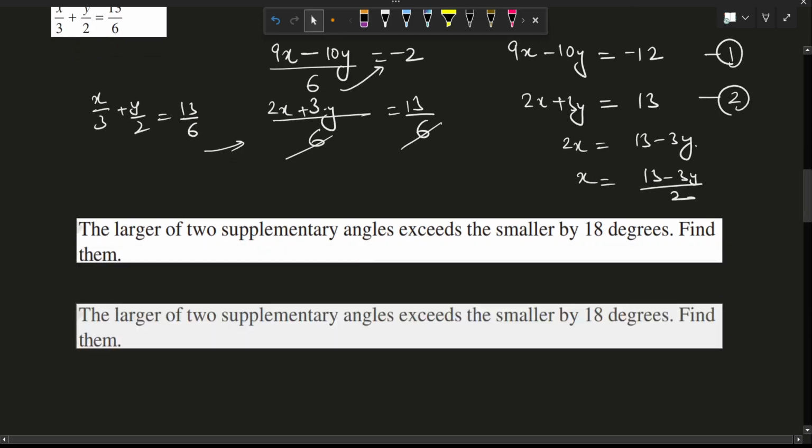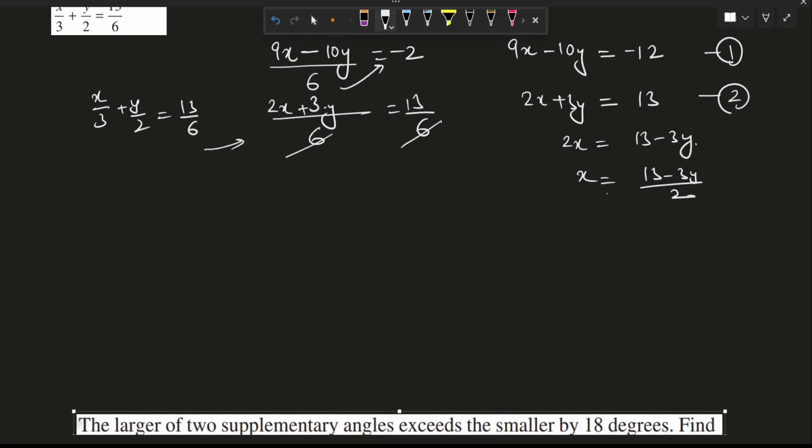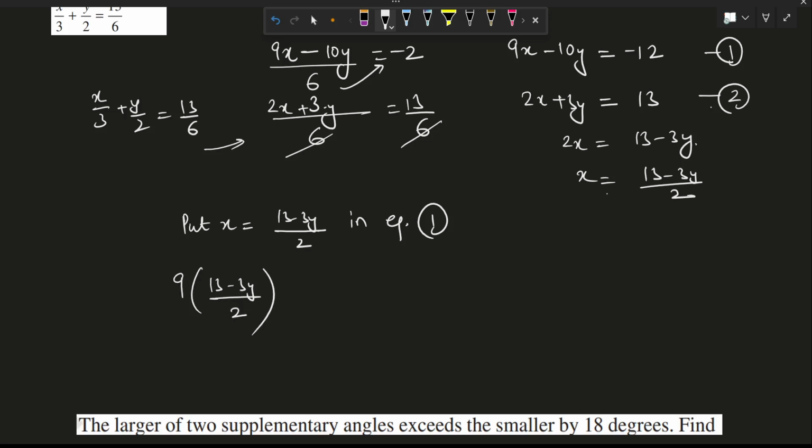Now let's substitute the value of this one in the second equation, in the first one. So substitute x equals to 13 minus 3y by 2 in equation 1. I used the second equation to get the variable, so I'm putting this in the other one. So that's the first equation. 9x is not being cancelled out over here. Okay, 10y is minus 12.